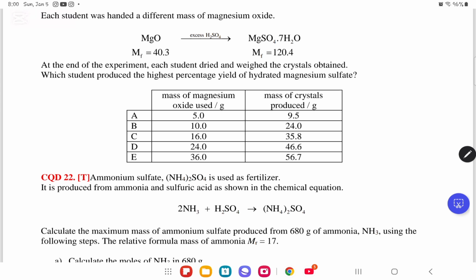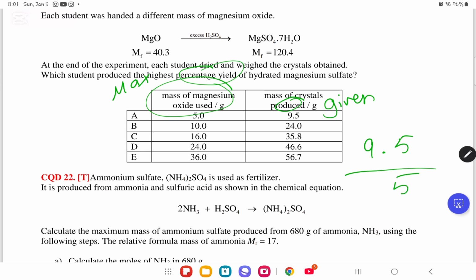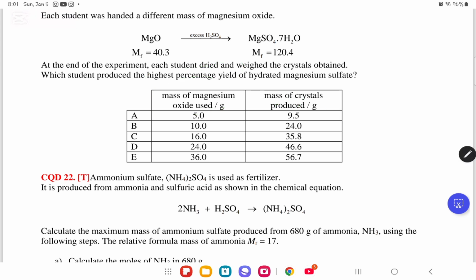So very simply, like we said before, they are asking for the percentage yield. So to find which one is the highest, we're going to take the mass produced, or in other terms, the ones that we are given or the ones that we produced, versus the maximum or original mass. You can do it with number of moles and you can do it with the mass. So in this case, it's 9.5 divided by 5, as an example, and we are going to get 1.9. Alright, so let me just write the ratios over here.